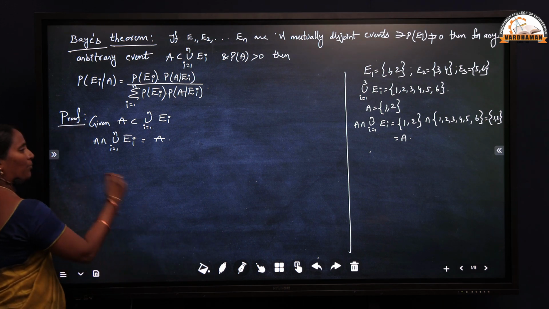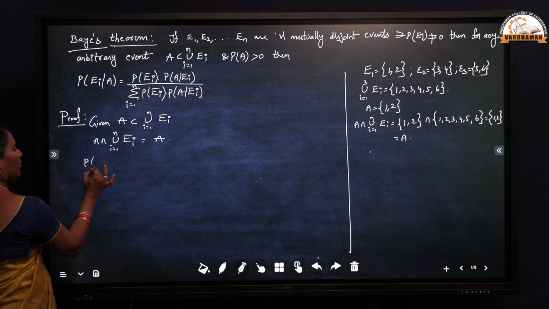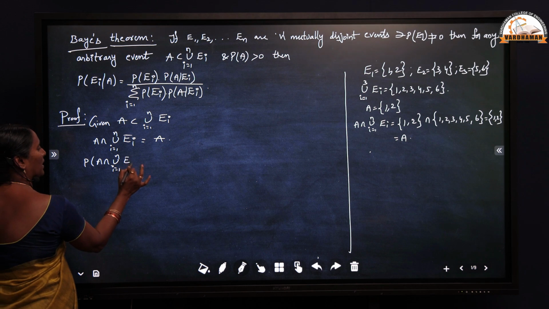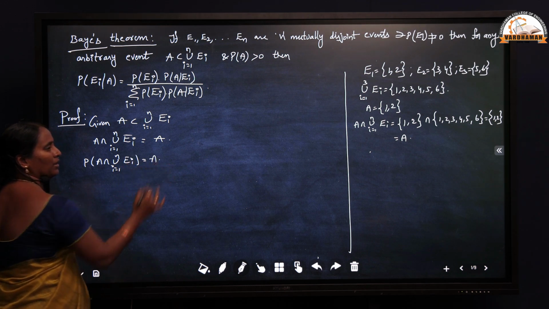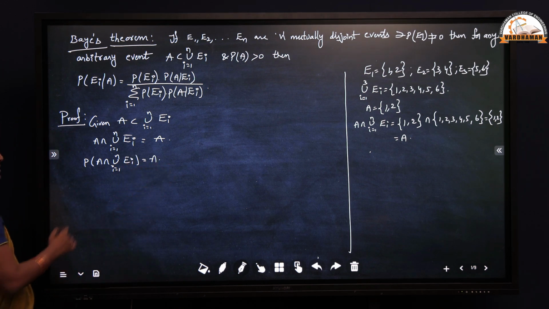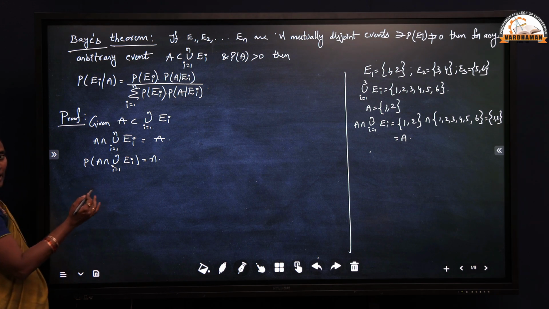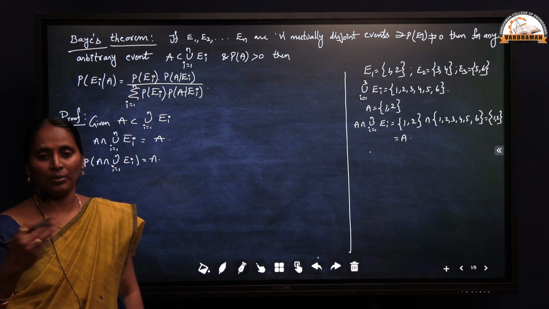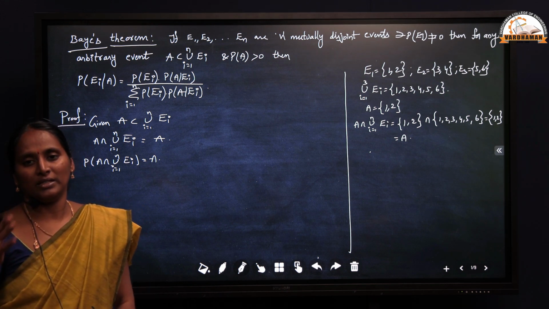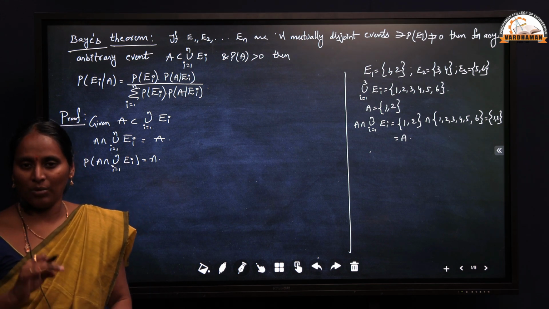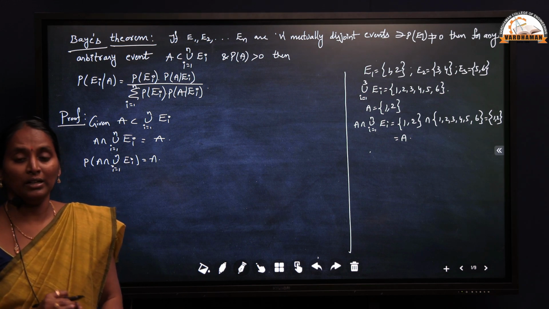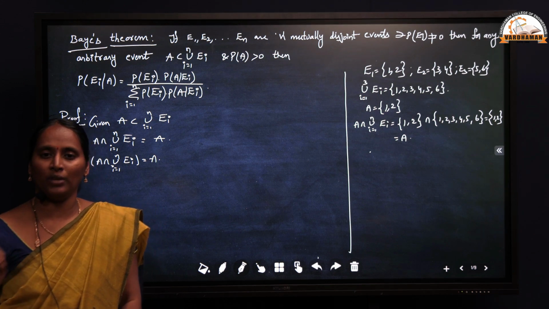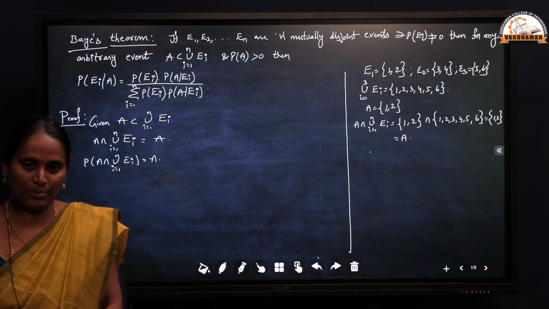Now apply probabilities on both sides. The probability of A intersection union i equals 1 to n Ei is equal to the probability of A. Here we use the axioms of probability; I am reminding you one more time of the 3 axioms. First, P of A is greater than or equal to 0. Second, the sum of all the probabilities is equal to 1. Third, if A and B are 2 disjoint sets, then P of A union B is equal to P of A plus P of B.